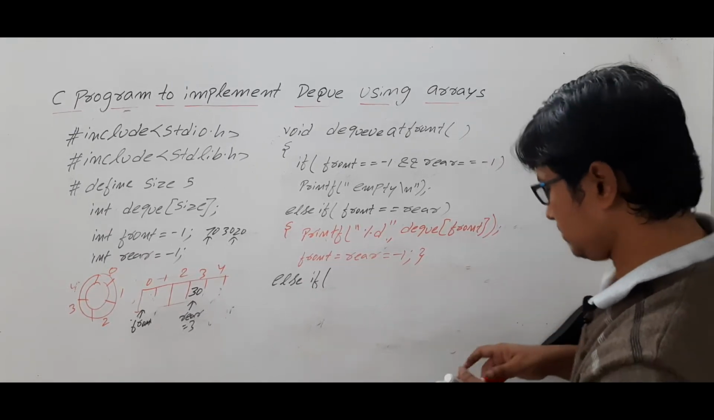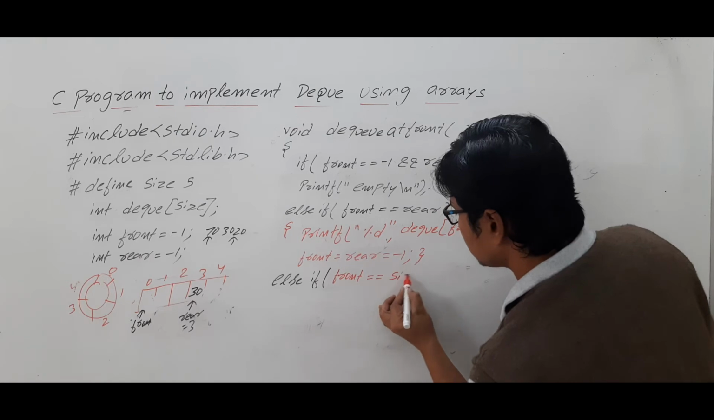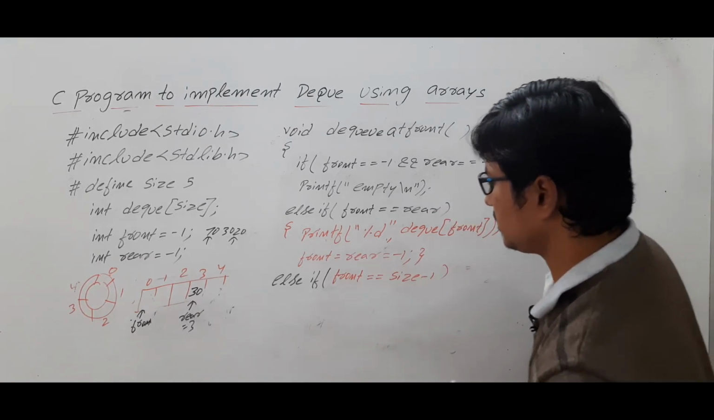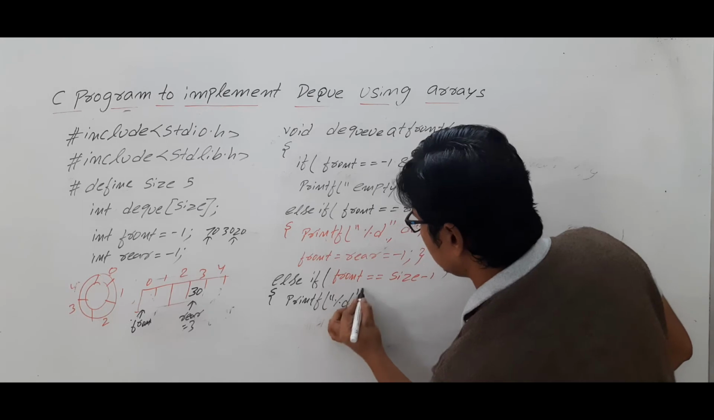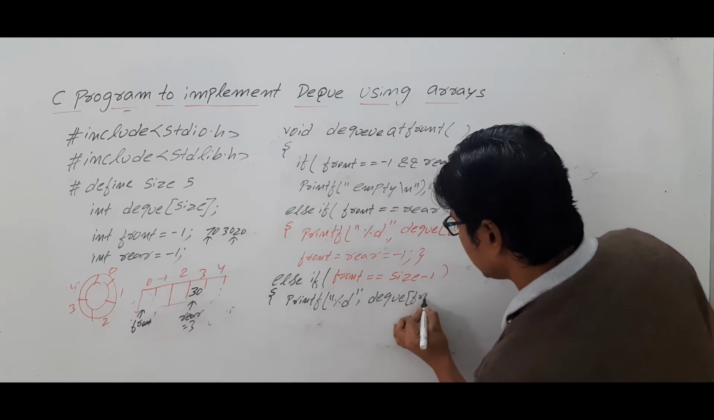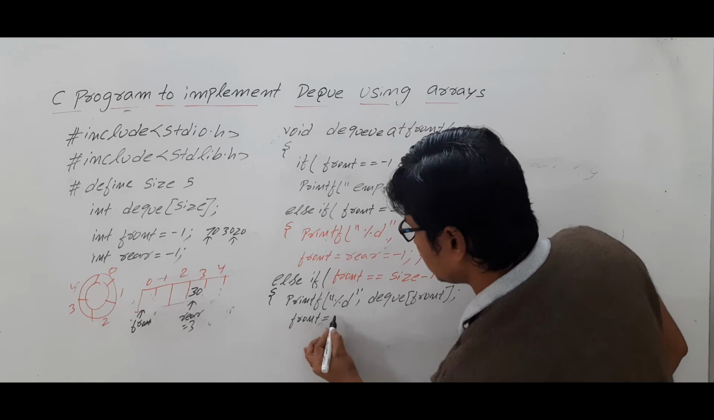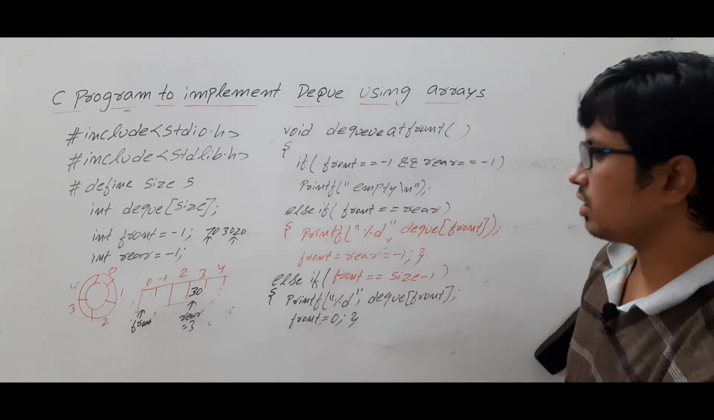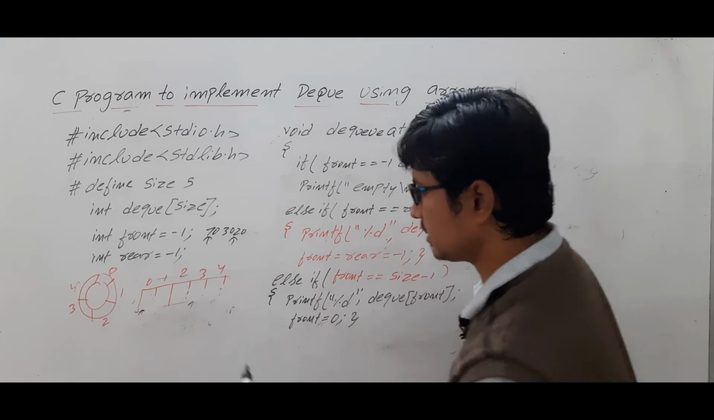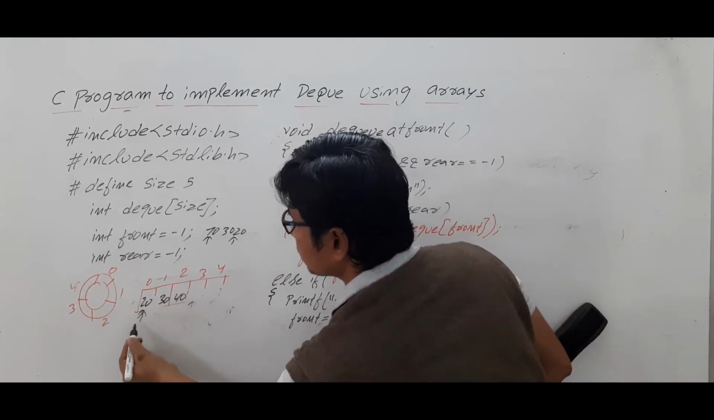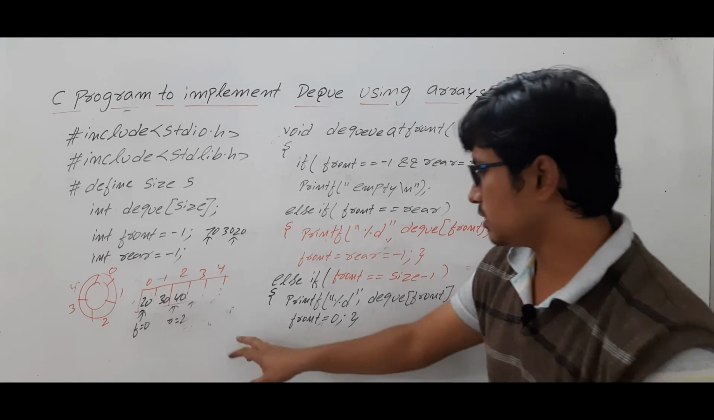So else if front is equal to size -1, then we will say else if, open printf %d dequeue at index front, then you make front equal to 0. Close the else if. If not, let's take that these are the elements like this, front is equal to 0, rear is equal to 2. Then none of these conditions will be true. That's what else will handle.